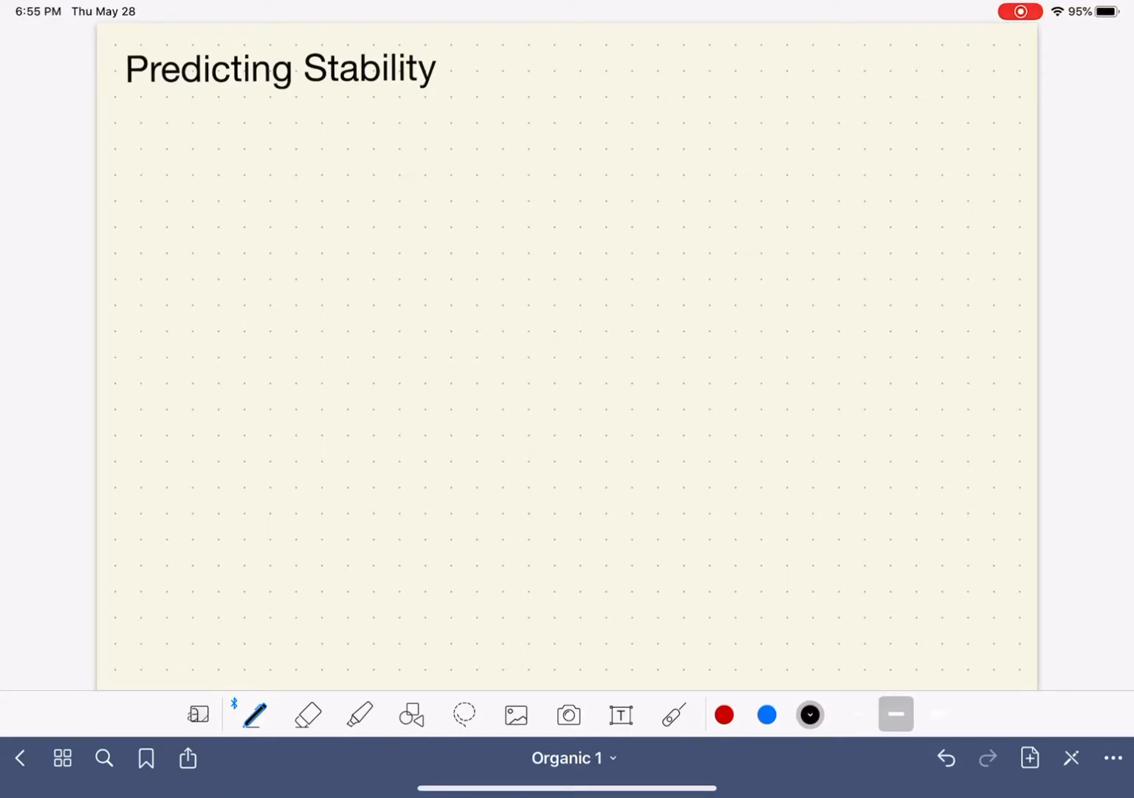So when we are predicting stability of an organic molecule, we are going to look at 4 factors. And when we look at these 4 factors, we look at them in order. So that means that we start by looking at the first factor, factor number 1. And if that factor does not help us predict stability, then we move on to the next factor. And if that one doesn't help us make a prediction, then we move on to number 3. And if that doesn't help, we move on to number 4.